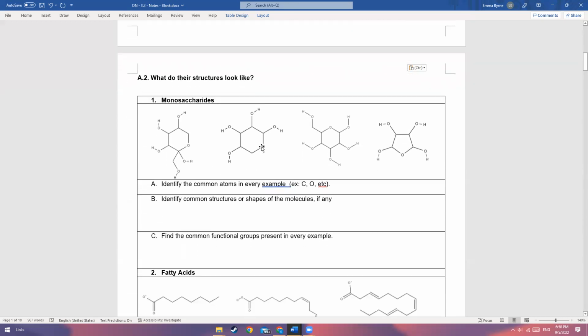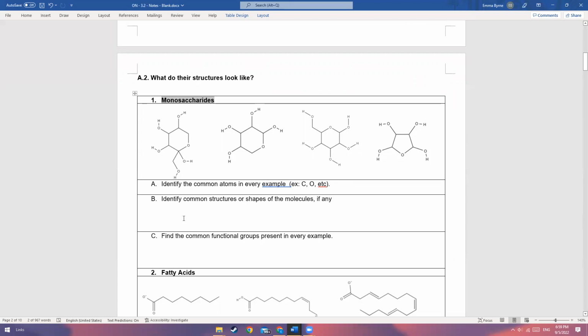So now there's an independent activity that I would like you to attempt. Say, for instance, we're starting out with the carbohydrates. If you remember, the smaller Lego type structure is the monosaccharides. That means one sugar. We've got 4 monosaccharide structures here. What this assignment is really meant to do is to help you perceive patterns across these biomolecules. So you're going to identify the common atoms in every example. You can just give the element, the atomic symbol here.